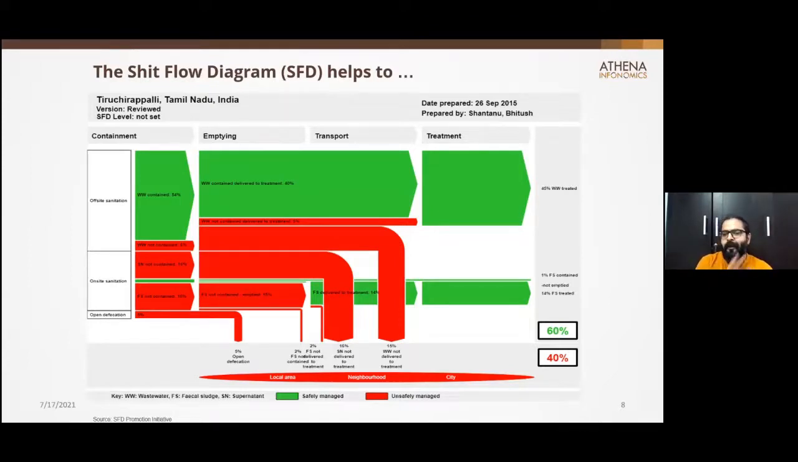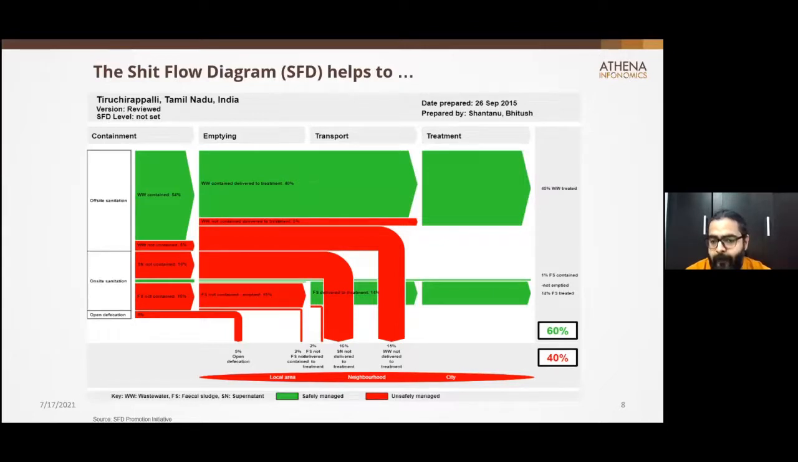And we did not need it to follow the chain of emptying, transport, treatment. So that's about the one green small arrow. Coming back to let's look at supernatant. Now, supernatant not contained is most likely the effluent from the septic tank, which is overflowing in an open drain.